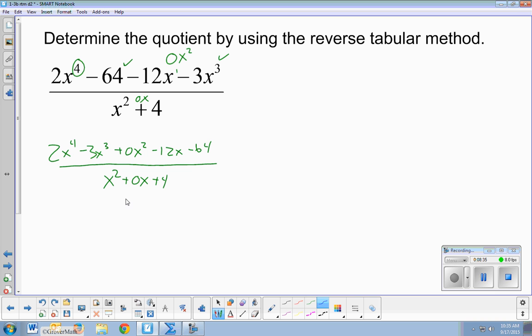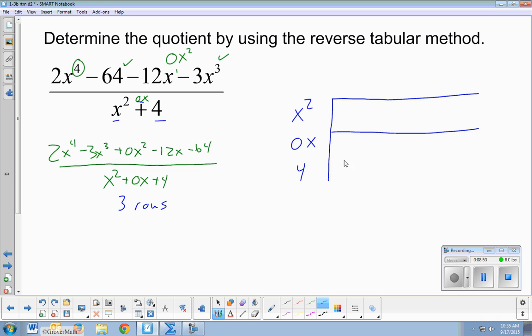Now that I know that, I see I need 3 rows down here. Even though there's only 2 terms here, I know I'm missing a term, so I'm going to do 3 rows. I'm going to have an x squared row, a 0x row, and a 4 row. Move that over. And make my 3 rows table.